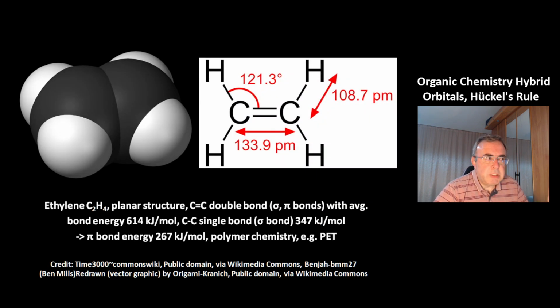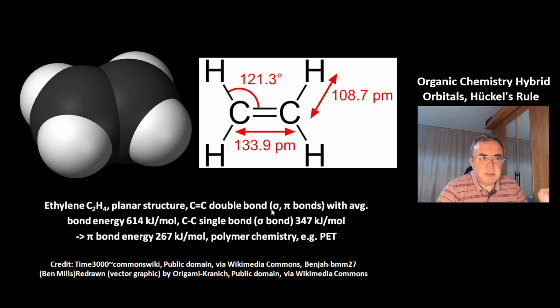This is another simple molecule, that's ethylene, C2H4. It has a planar structure. You can see the angle is about 120 degrees. And it contains a CC double bond. There are 2 bonds. The bond that is in the connection line of the 2 nuclei, that's called the sigma bond. And the bond that's beyond the connection line of the 2 nuclei, that's called the pi bond.